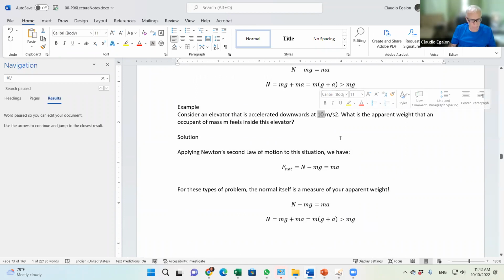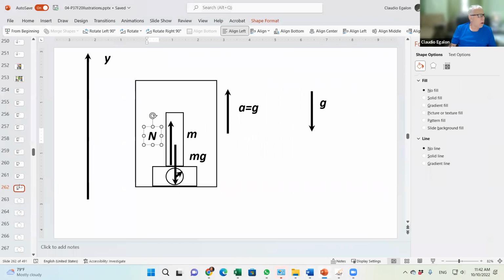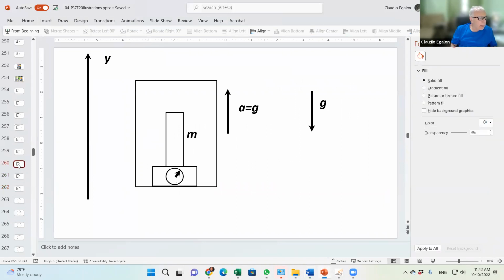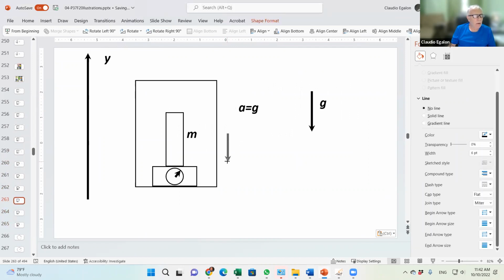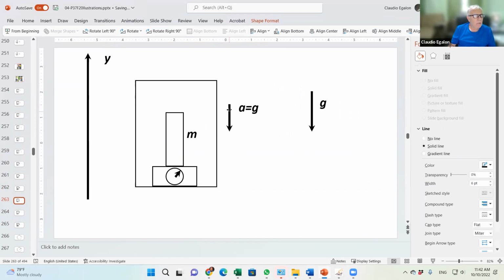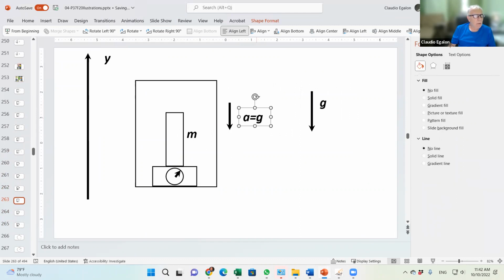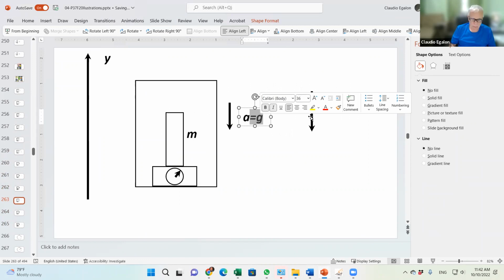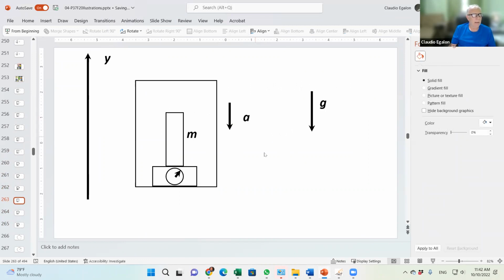Downwards, let's say 5 meters per second squared instead. Let's not do 10 meters per second squared yet. What's the apparent weight that an occupant of mass m feels inside this elevator? Just like before, we come up with a free body diagram, but the difference is that now the acceleration is going to be downwards. I'm not going to put a equal to g, I'm going to put just a.